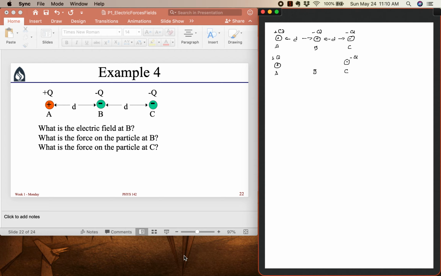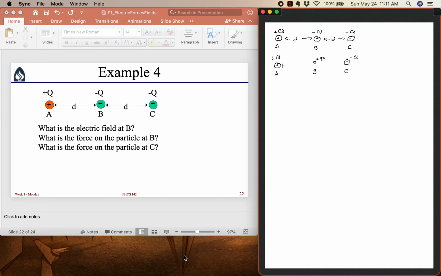So to find, first off, the direction of the electric field at B because of these other two charges, I replace this charge that was there with a small positive test charge. And I ask the question, what direction is the force that each one of these other two charges would exert on this small positive test charge?